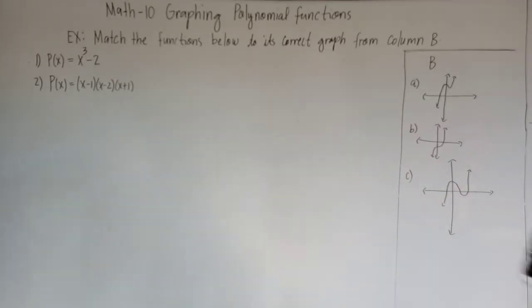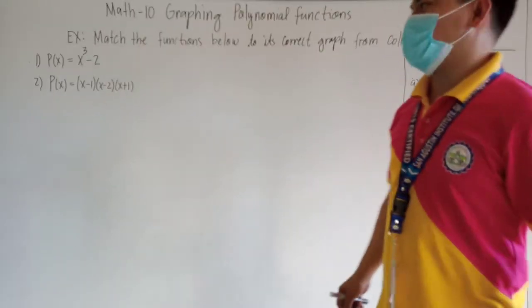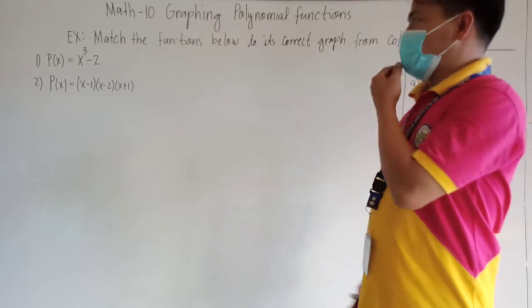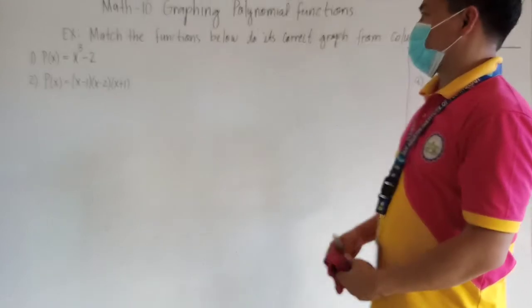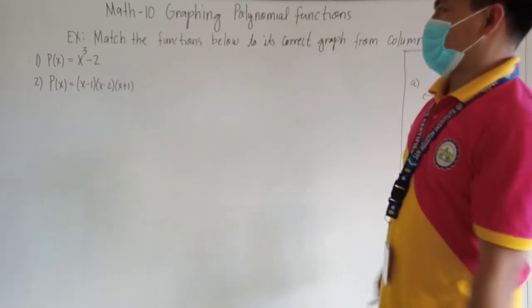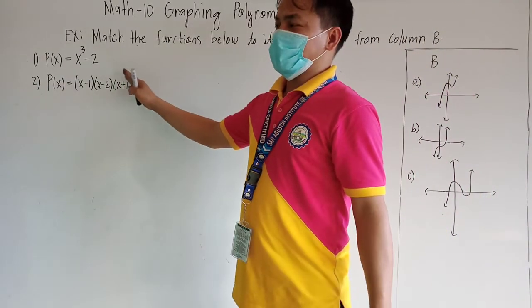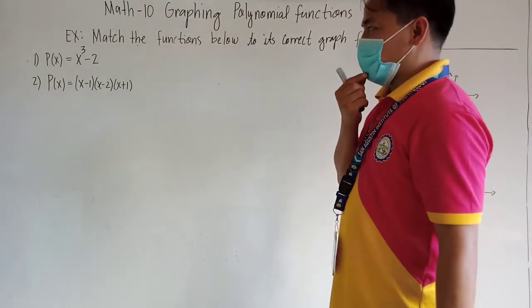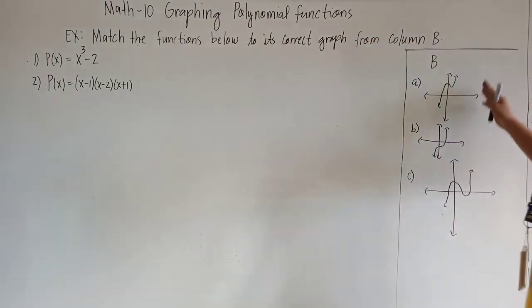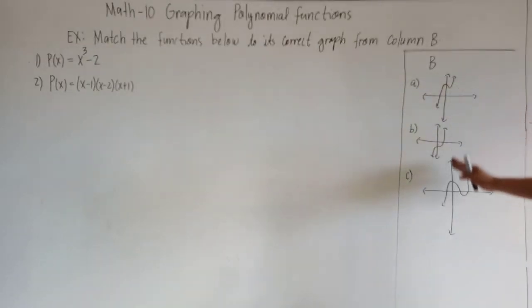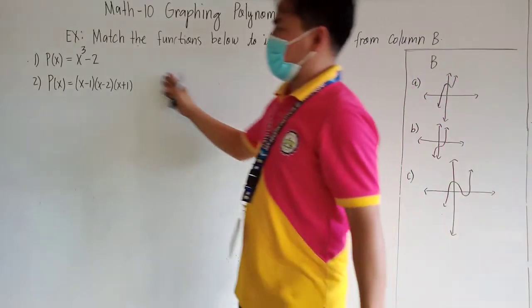Okay, good afternoon everyone. So at this time, we'll talk about Mathematics 10. This is all about graphing polynomial functions. Okay? So at this time, we are given the function, and at the same time, we're going to identify the exact graph using the column from B. We have the three graphs, and in here, we only have two functions.